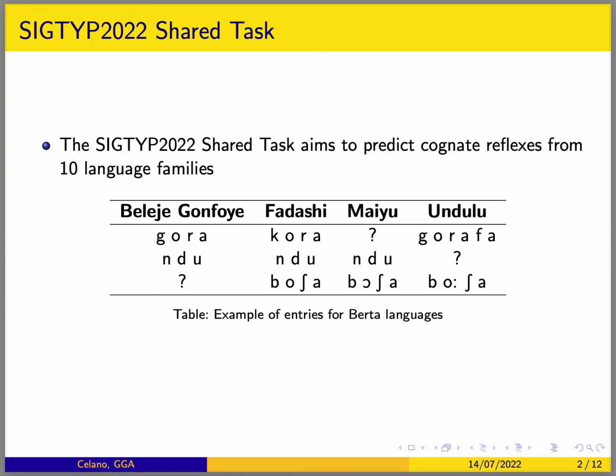The shared task aims to predict cognate reflexes from 10 language families. Cognate reflexes can be defined as word forms assumed to derive from a common ancestor word form, which can be attested or reconstructed. To give you a clearer idea, the table shows a few entries for the languages belonging to the Bai family. Each row contains cognate reflexes written in the IPA, and what participants are asked to do is to find the missing cognate reflexes that are here signaled by the question marks.